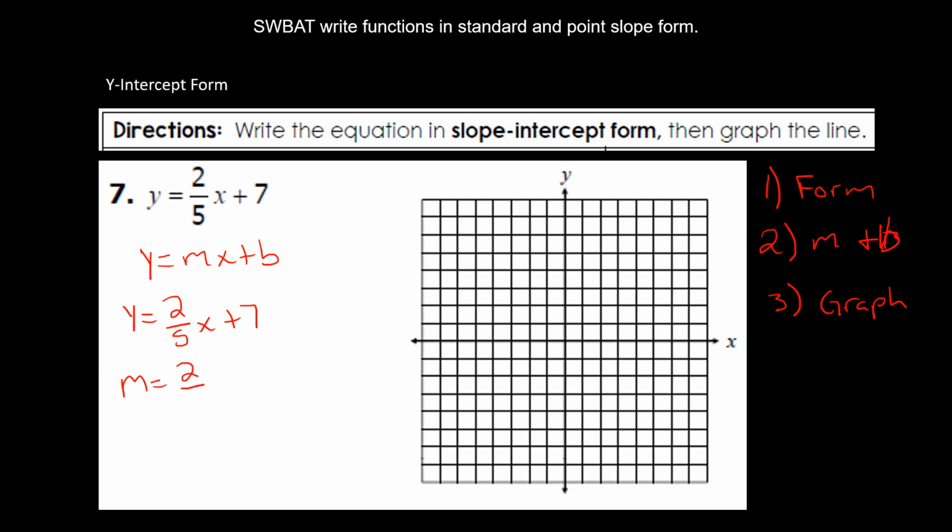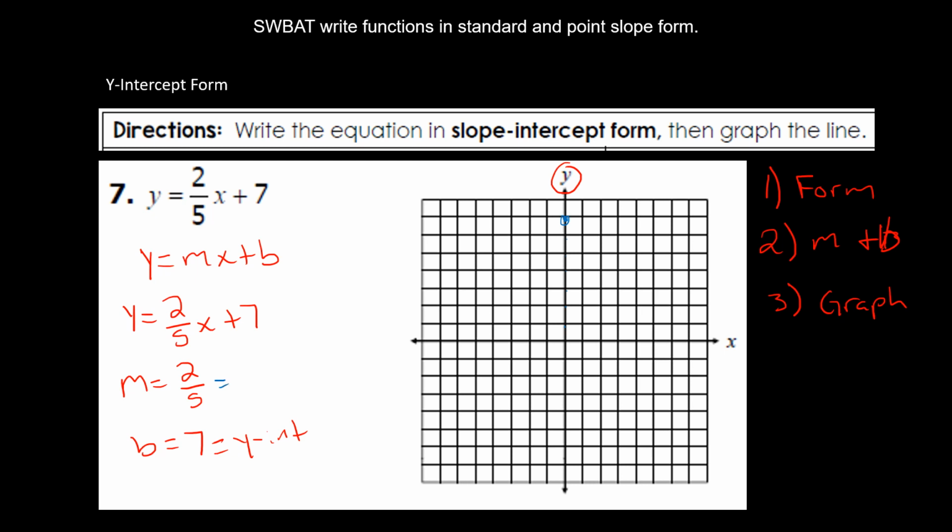M in this case is 2 over 5, and b is 7. You always want to start graphing with our b value. This is our y-intercept. This is where it's going to intersect the y-axis there. So when we go to y equals 7, I'm going to come up here to 1, 2, 3, 4, 5, 6, 7. And I'm going to put a point here. This is our y-intercept.